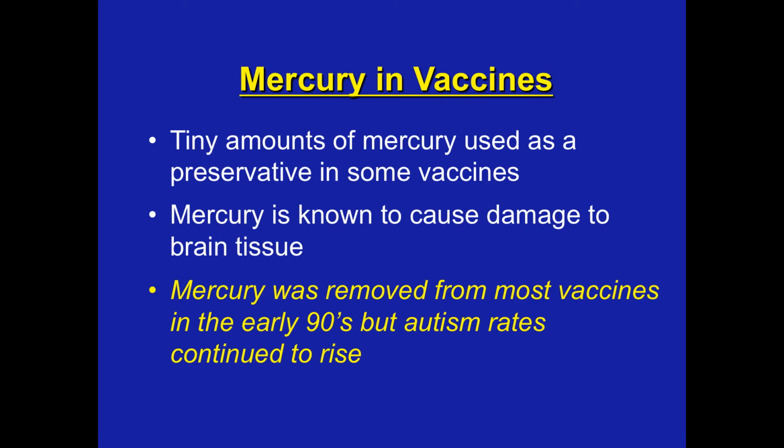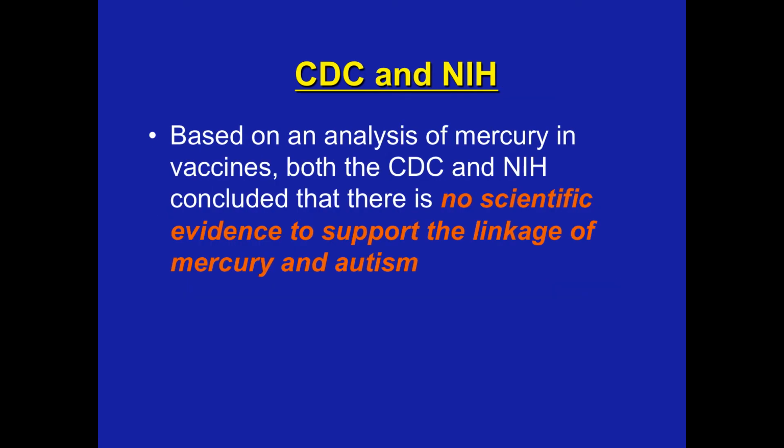But even still, they got rid of even that. They stopped using that in the early 90s, and yet even since then, the autism rate has just continued to go up. So there's absolutely no connection, and never has been. There's no scientific connection, and never has been, that links mercury exposure and autism.